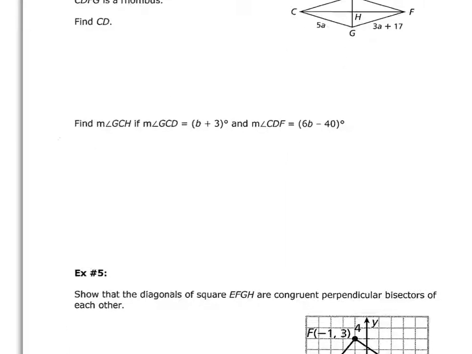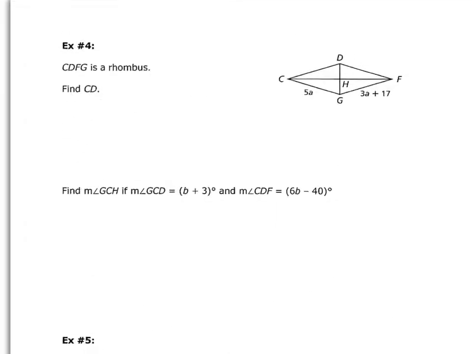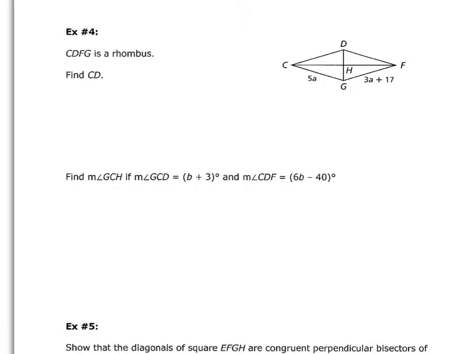All right, we got one more example here to look at. Okay, so CDFG is a rhombus, and we want to find CD. Remember, in a rhombus all sides are congruent, so we can simply set any of those side lengths equal to each other. So since CG is 5A, we can set that equal to GF, which is 3A plus 17.